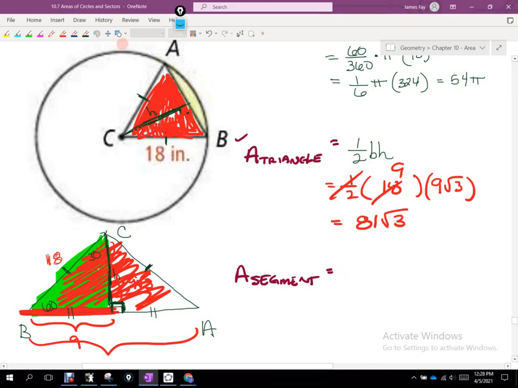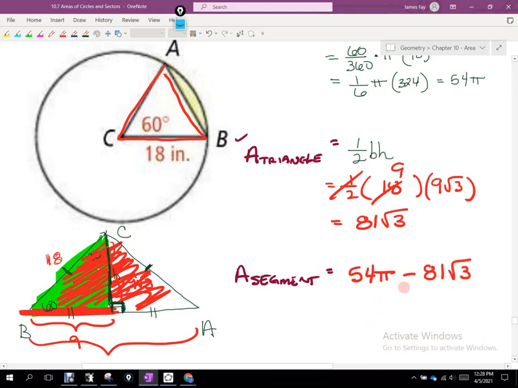Okay? Which one of these is bigger? Would you guys agree, or just tell me, is the area of the sector, which would be that area right there, bigger, or is the area of the triangle bigger? Sector is bigger. So the way I need to subtract these would be area of sector, which was 54 pi, minus area of triangle, which was 81 radical 3, and everything was in inches, so this would be inches squared.